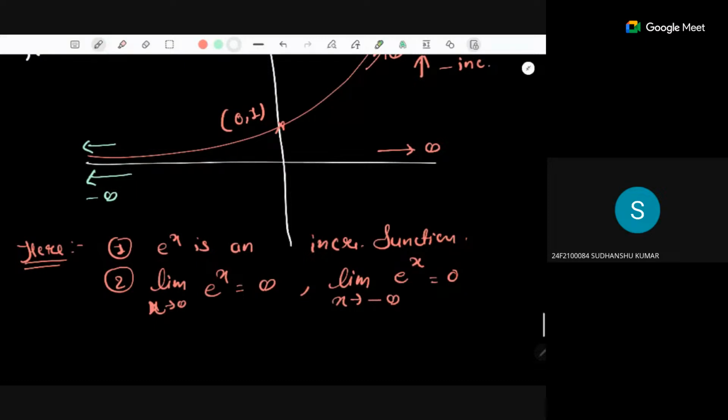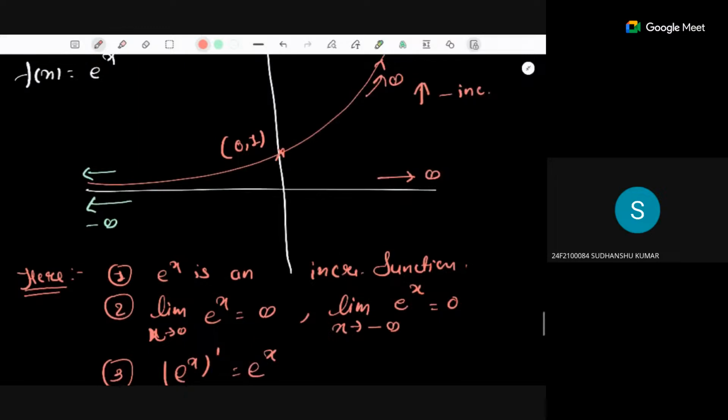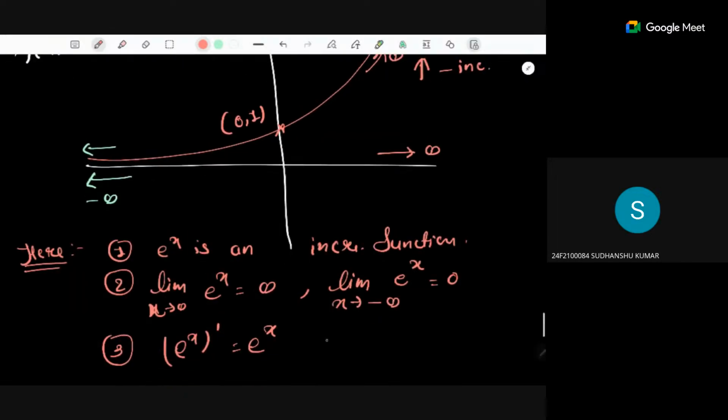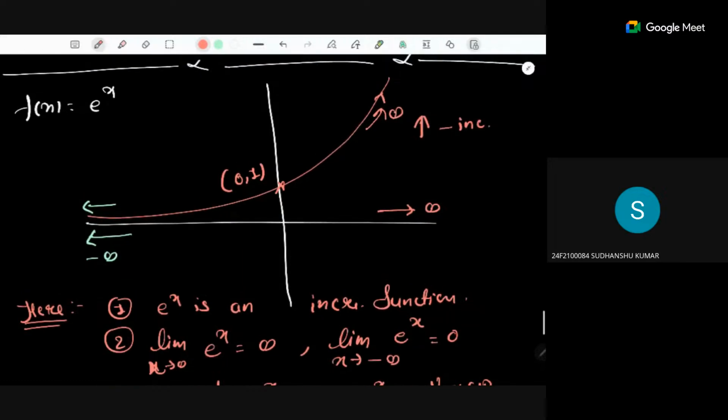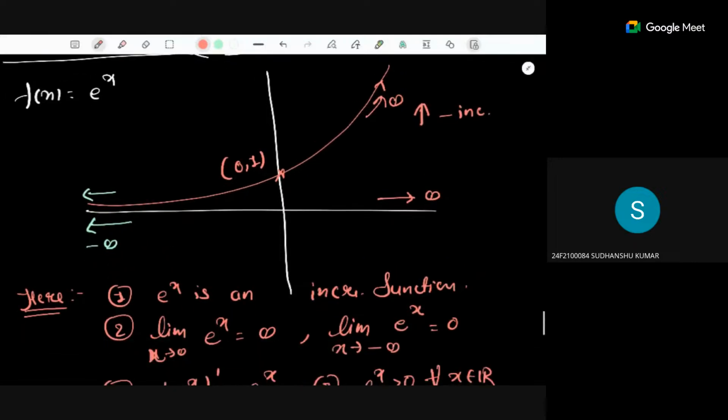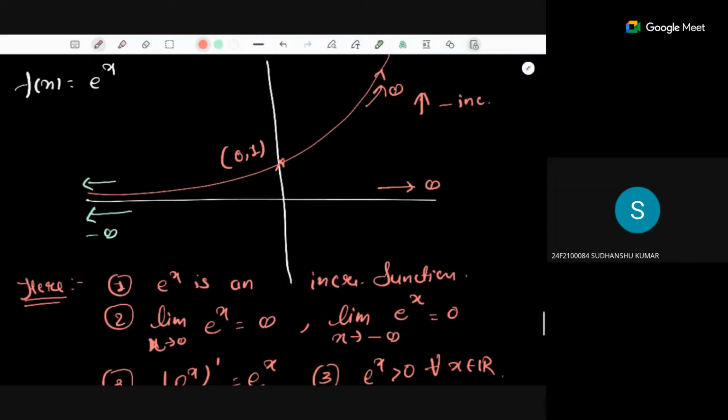Another thing about this function is its derivative. The derivative of e to the power x is e to the power x itself. This is the one function for which the derivative is nothing but the function itself. Another thing is that the value of e to the power x is always strictly greater than 0 for all x belonging to the real numbers. No matter what value of x you take, the value of e to the power x will be a positive number, because e is a number that lies between 2 and 3, so its power will again be positive. Okay. So these are the small things about the exponential function.